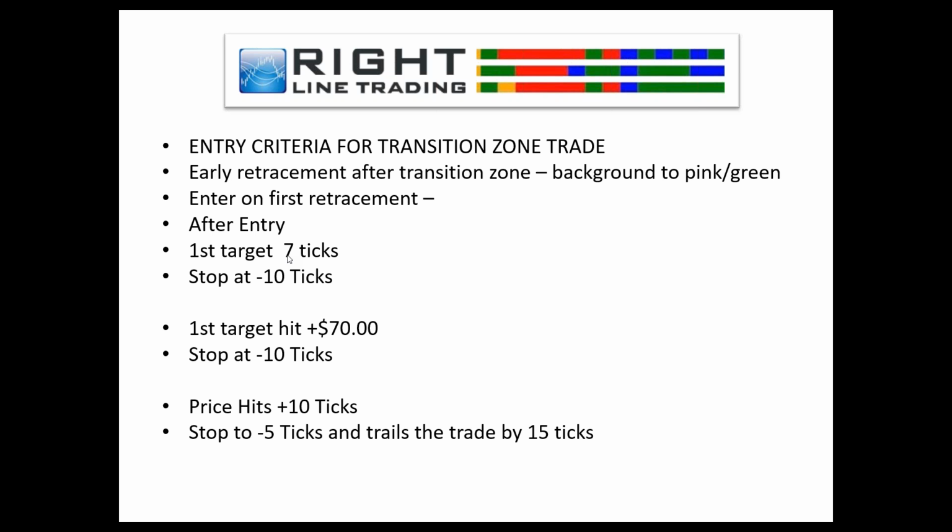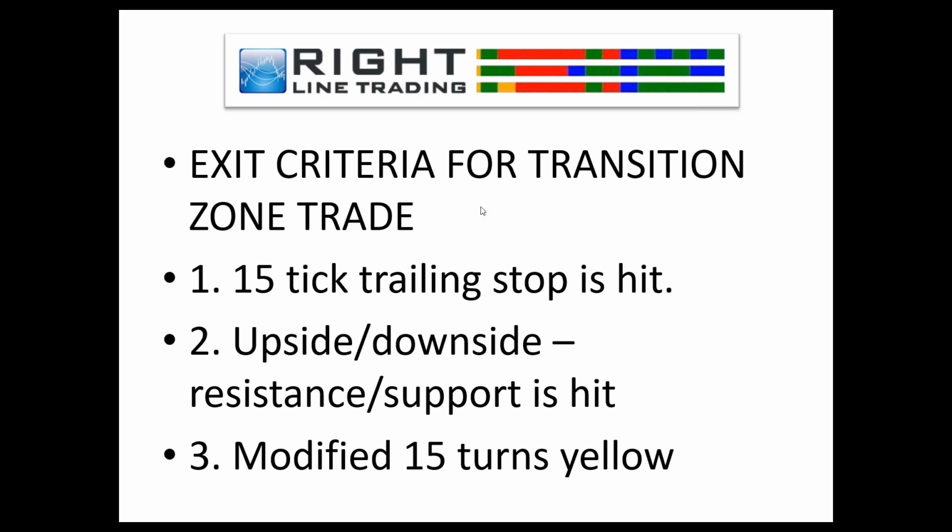So if it goes 10, you make a McDonald's hamburger meal. You make a McDonald's dinner off the trade. And then if it keeps running, the upside potential is unlimited. So it trails the trade by 15 ticks all the way. Now, there's certain exit criteria that the algorithmic system takes. Obviously, if it comes back 15 ticks, you're out.